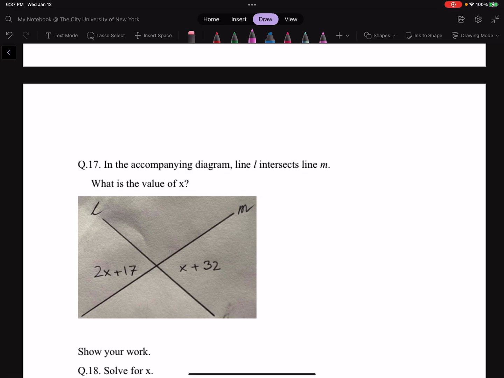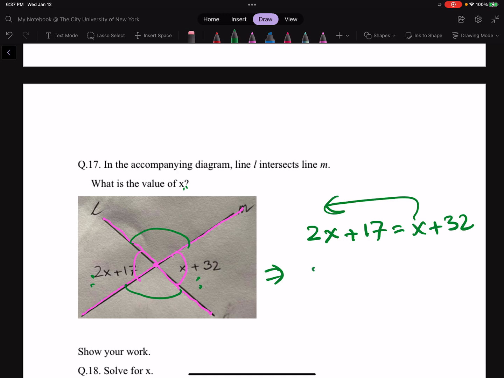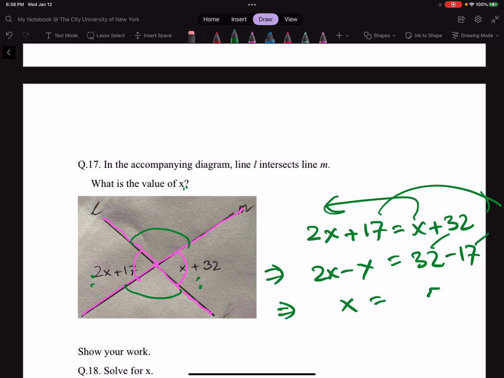This is related to vertical angle. Okay, in the accompanying diagram, this is the line L, intersects line M, two lines are intersecting, so they produce angles, two opposite angles. Find x. So you'll have to establish the relationship. What is the relationship between the two? They are vertical angles, so they are congruent. So you can say 2x plus 17 equals x plus 32. Okay? So now all oranges in one side, so 2x minus x, and all apples in the other side. So you say 32 minus 17. So you get an x over here, very simple. You have a 15 over here, and then one goes, so you get x equals 15 degree. That's it. That's your x.